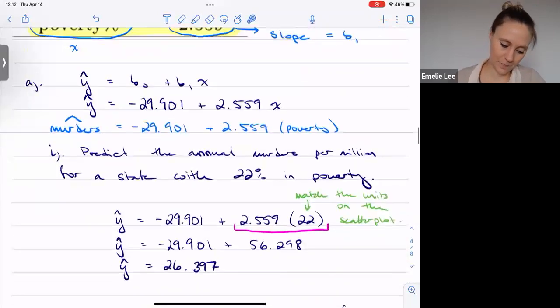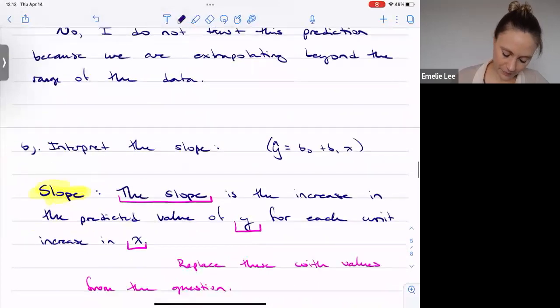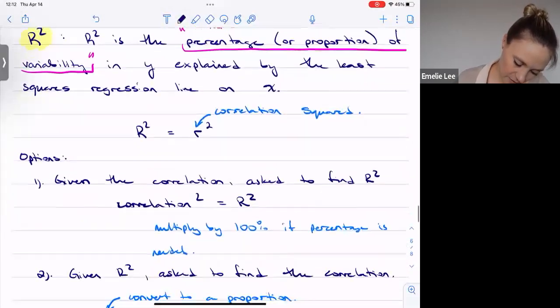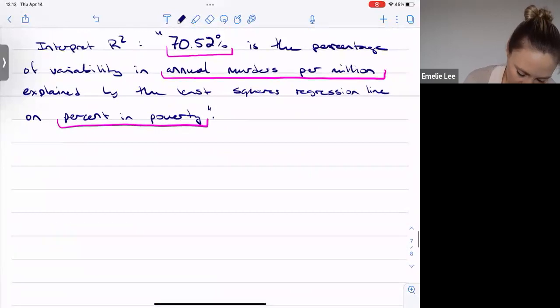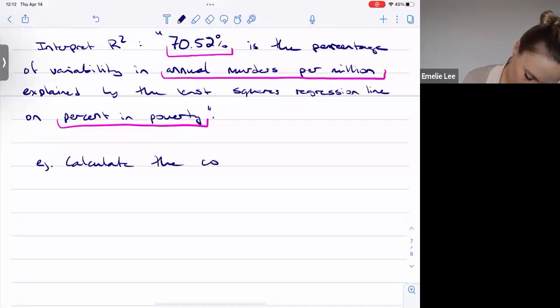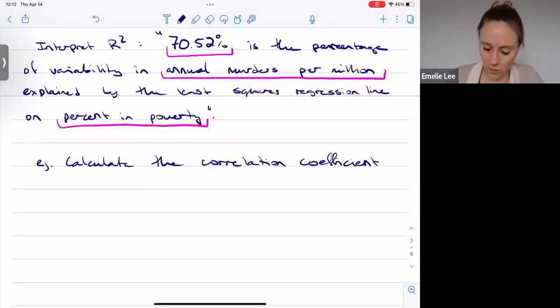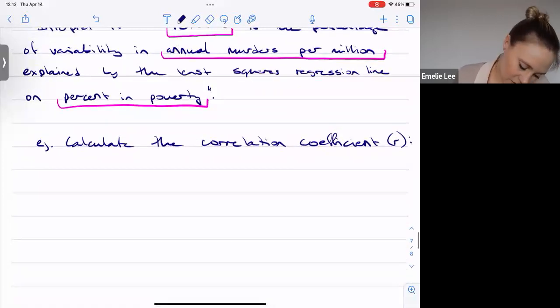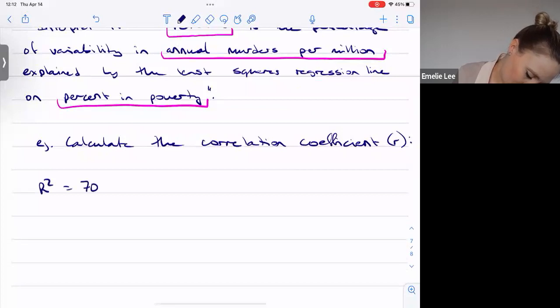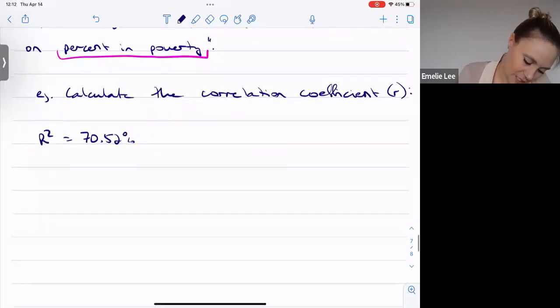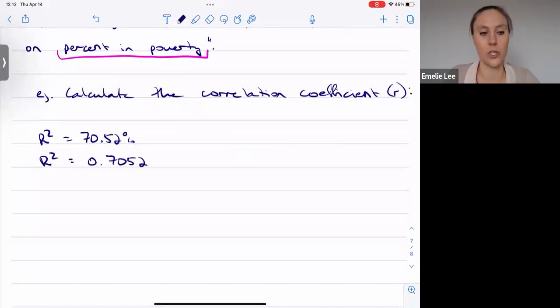Okay, so let's see here. Calculate the correlation coefficient. I get lazy and I don't call it the correlation coefficient. I just call it the correlation, but that is R. All right. So we were told that R squared is 70.52%. So R squared as a number is 0.7052, or as a proportion.